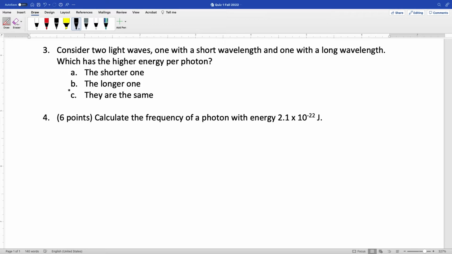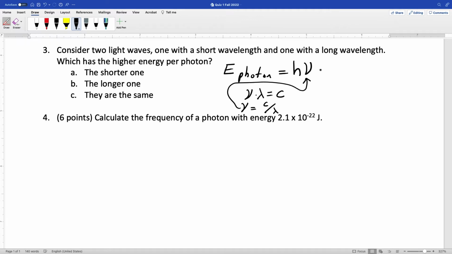Number 3, consider two light waves, one with a short wavelength and one with a long wavelength. Which is the higher energy per photon? So energy is equal to Planck's constant times the frequency, so h nu. Now we don't have the frequency, we have the wavelength. But we know that we can relate wavelength to frequency because wavelength times frequency is going to give us the speed of light. So we can solve this for frequency, so we get frequency equals c over lambda, and then we can substitute that expression for nu. And that gives us the energy of a photon is hc over lambda.